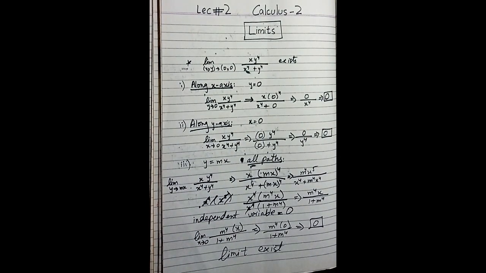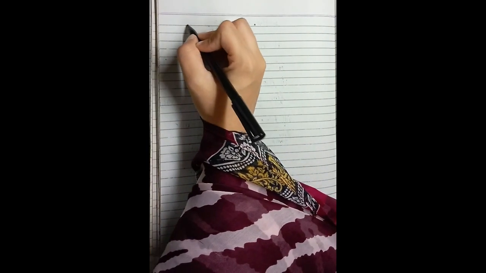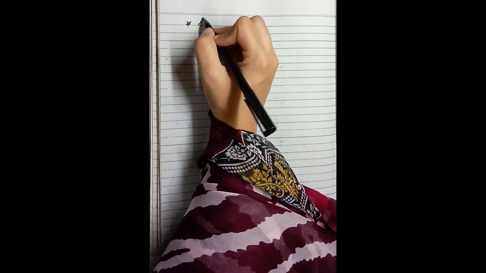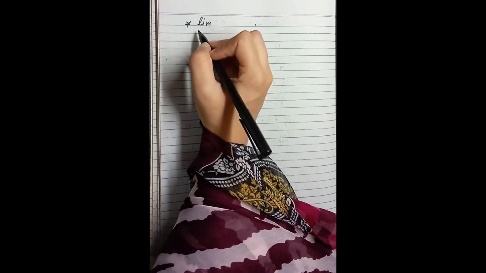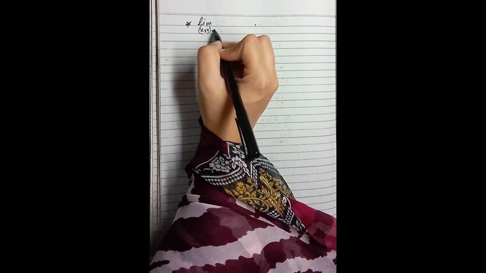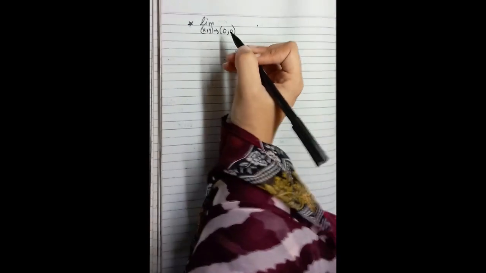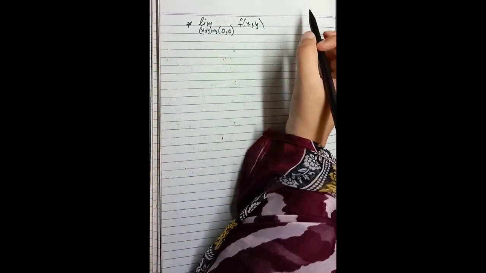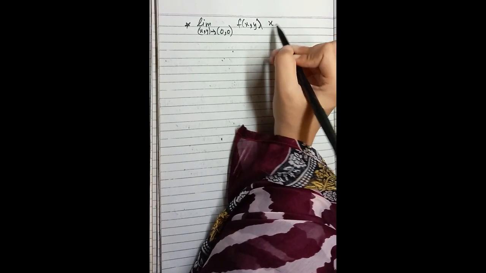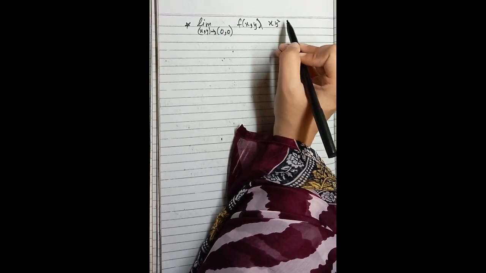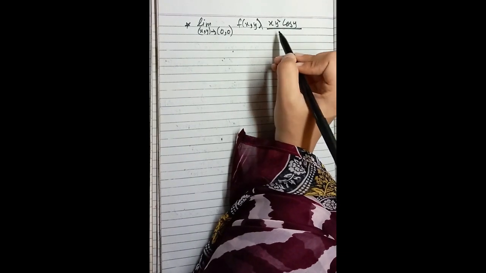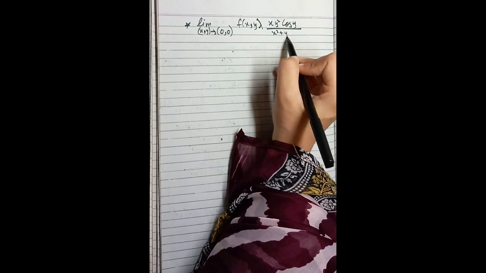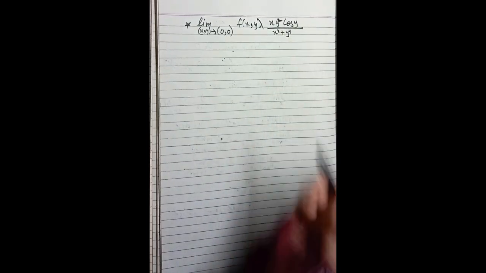Now we will solve one more example of trigonometry. So for this, we are taking our question: limit as x and y approach 0, 0, and we have to check on the function. Our function is of two variables x and y, which is x y square cos y divided by x square plus y to the power 4. This is y to the power 4. Okay.